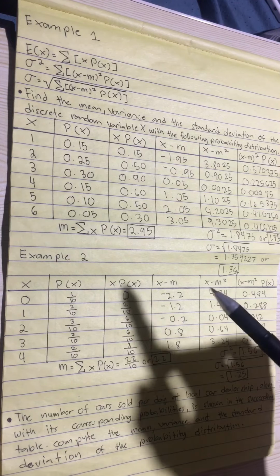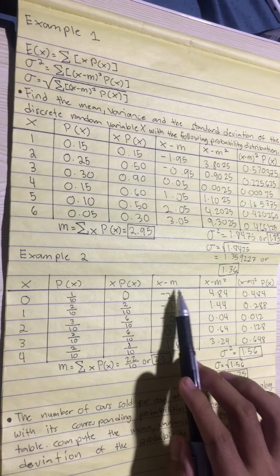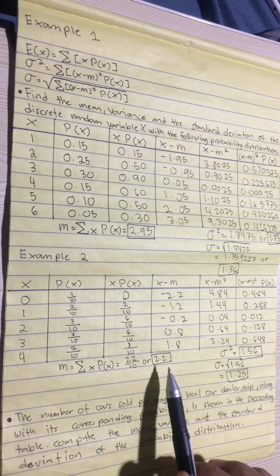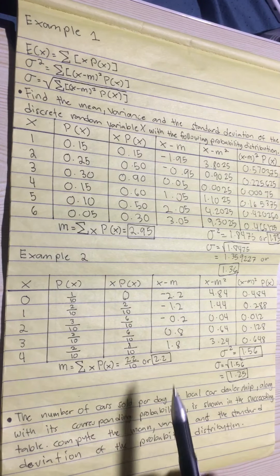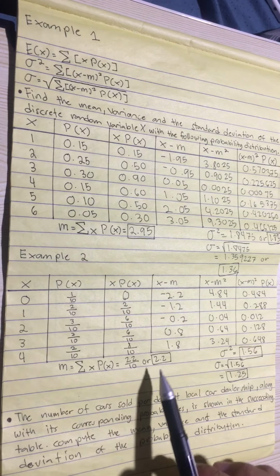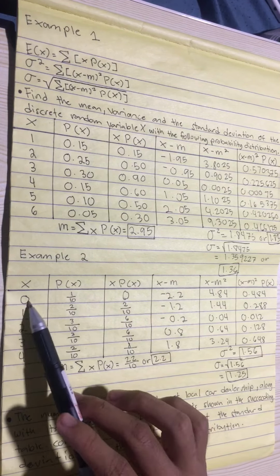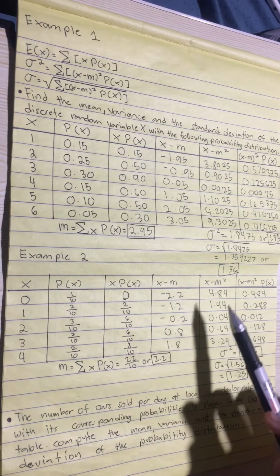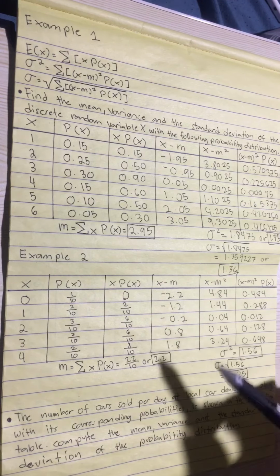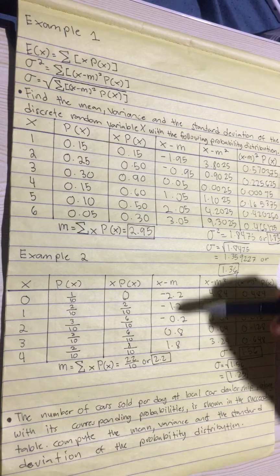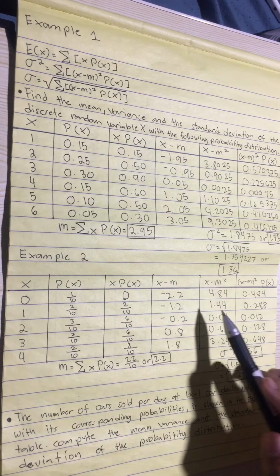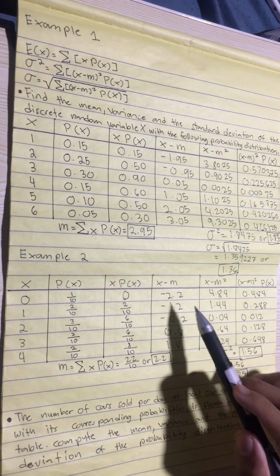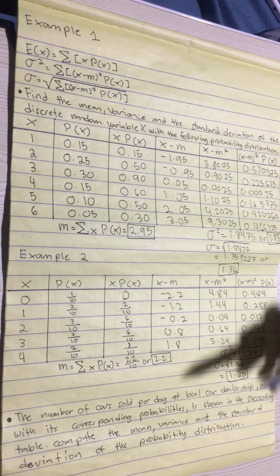After getting the mean, you can now proceed to x minus mean. The thing you need to do is to subtract the exact value of the mean from the value of x. So 0 minus 2.2 is equal to negative 2.2, and so on and so forth. After getting this column, x minus mean, you can now square every value of this column. So negative 2.2 squared is equal to 4.84, and so on and so forth.